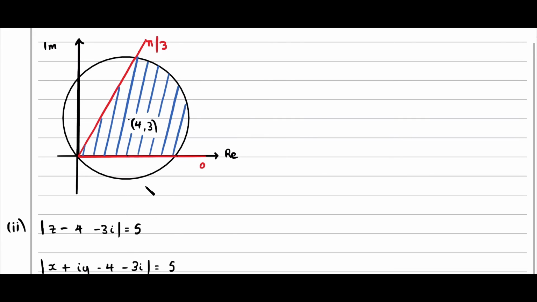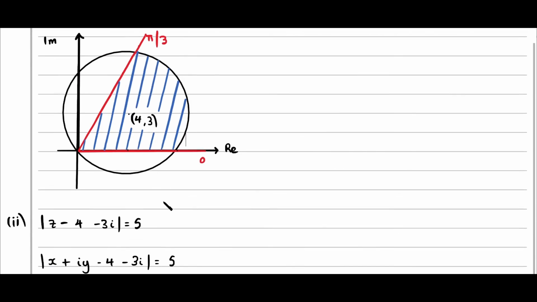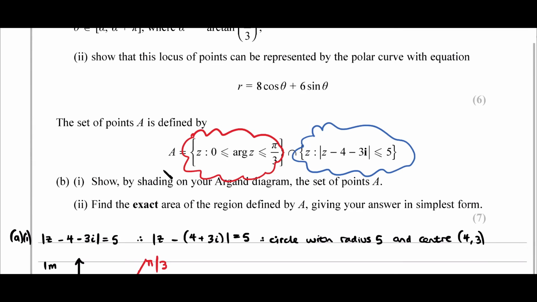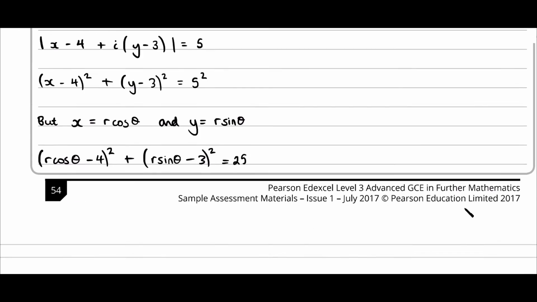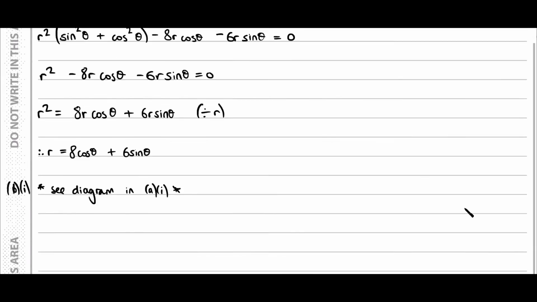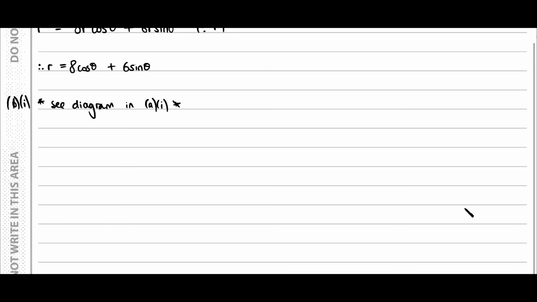Okay, and for the next part of the question, you have to find the exact area of the region defined by A, giving an answer in its simplest form. Well, there's quite a bit of work to do for this part of the question. We have to use the formula for the area with polar coordinates. That's given by a half times the integral from alpha to beta of r squared d theta.